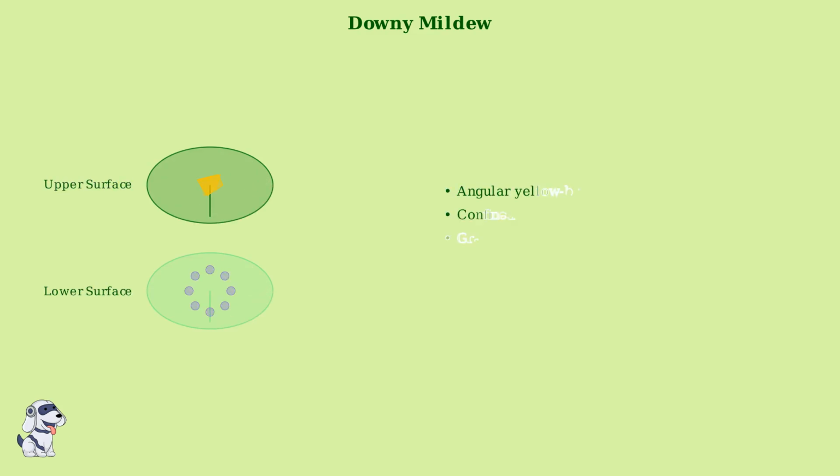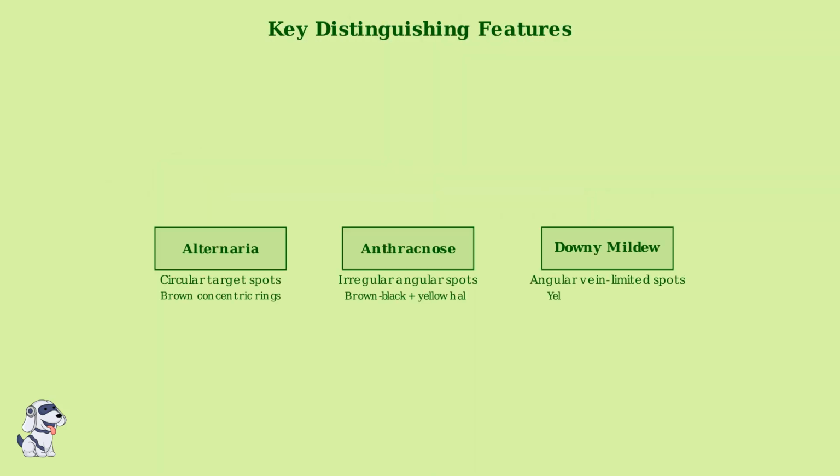Downy mildew appears as yellow to brown angular spots on the upper leaf surface confined by leaf veins. The key diagnostic feature is the grayish-purple fuzzy growth on the underside of leaves, especially visible in humid conditions. To distinguish between these diseases, examine spot shape, color, and pattern. Alternaria shows target-like concentric rings. Anthracnose has irregular spots with yellow halos and spore masses, while downy mildew produces angular spots with fuzzy growth on leaf undersides.